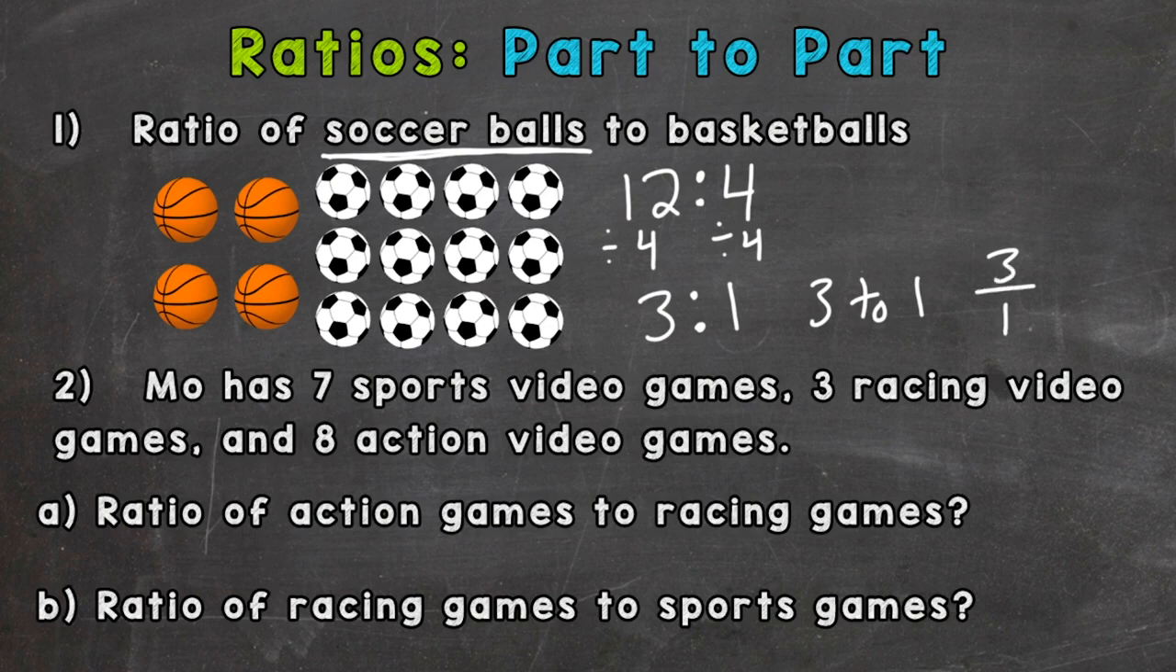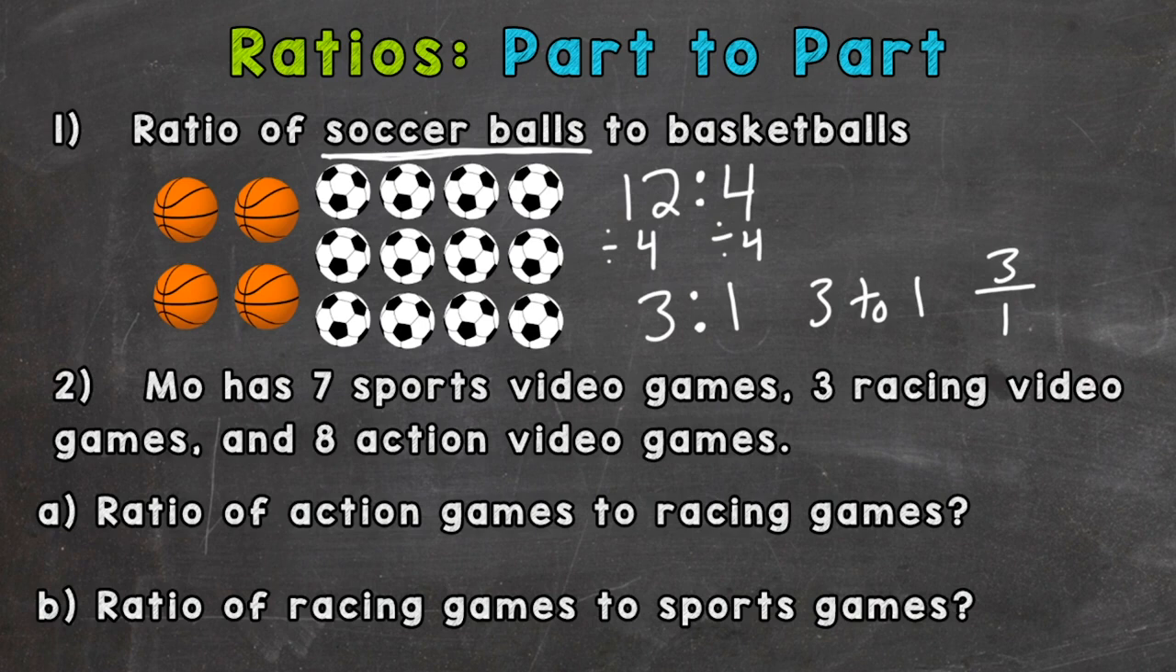Let's take a look at number 2. Mo has 7 sports video games, 3 racing video games, and 8 action video games. So part A, what is the ratio of action games to racing games? So this is another part-to-part ratio because the action games are a part of all of his games and the racing games are a part of the whole group of all of the games.